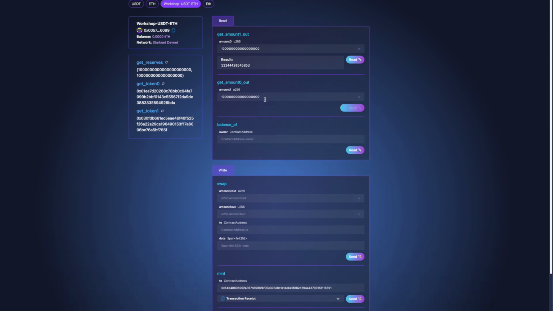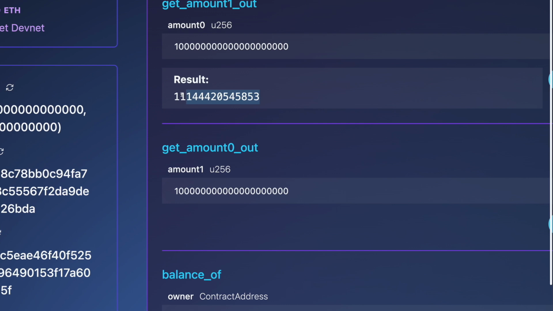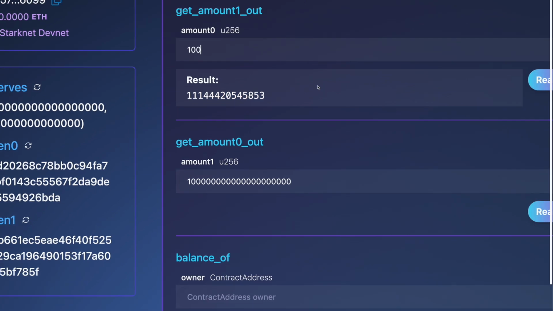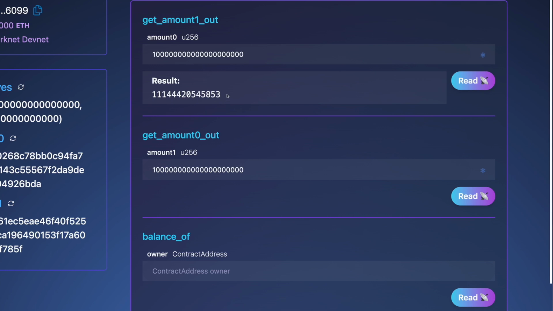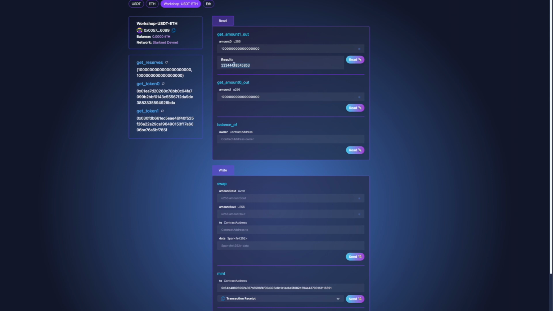There's not enough USDT to account for this amount of ETH that I'm sending, and that's why I'm not getting anything here. Okay, so you can think of this as the price of sending this amount. I'm gonna do this 100 USDT. It's gonna give me this amount of ETH.